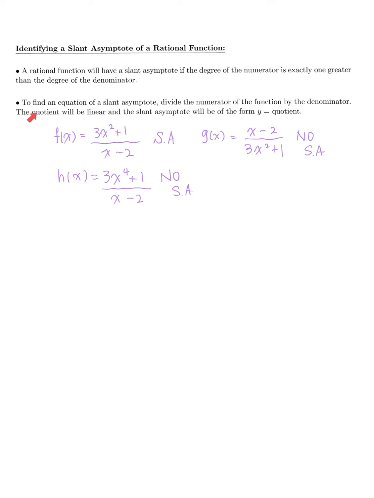It says, to find an equation of a slant asymptote, divide the numerator of the function by the denominator. The quotient will be linear and the slant asymptote will be of the form y equals the quotient. So you're dividing the top by the bottom, and the only part you care about is the quotient. Even if you get a remainder, just forget about the remainder.